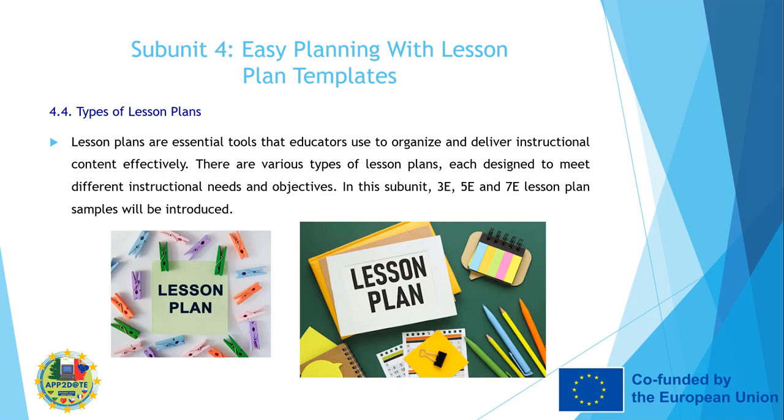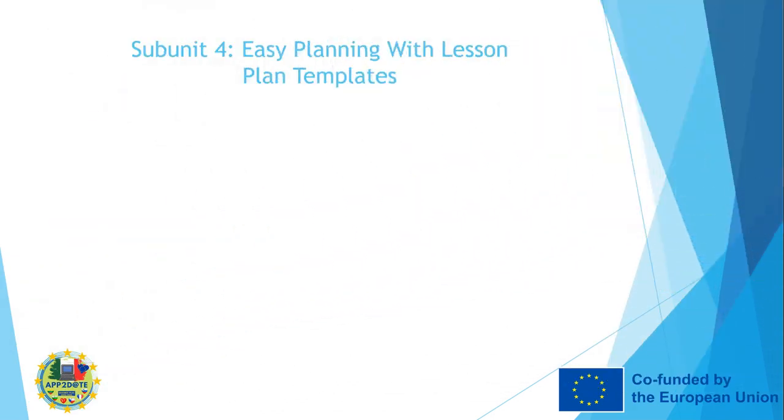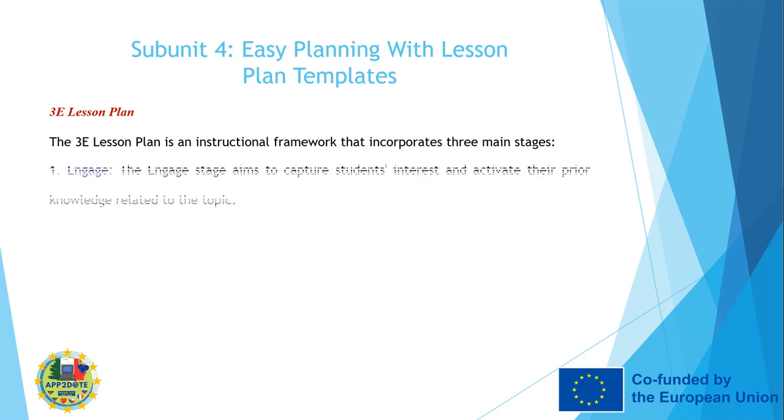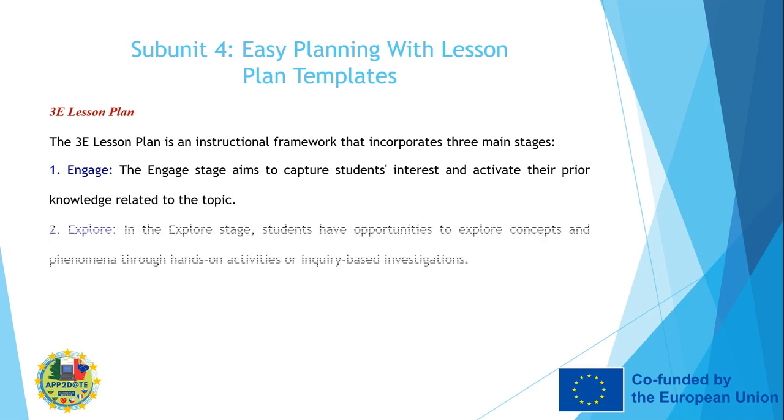3E Lesson Plan. The 3E lesson plan is an instructional framework that incorporates three main stages. 1. Engage. The Engage stage aims to capture students' interest and activate their prior knowledge related to the topic. 2. Explore. In the Explore stage, students have opportunities to explore concepts and phenomena through hands-on activities or inquiry-based investigations.